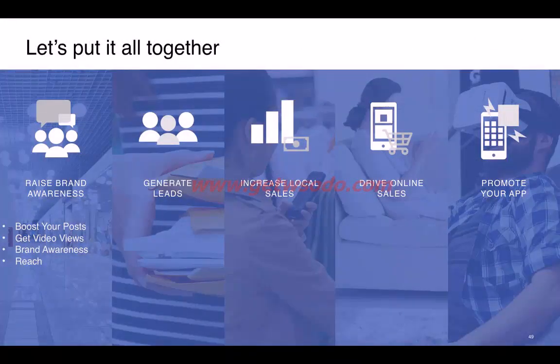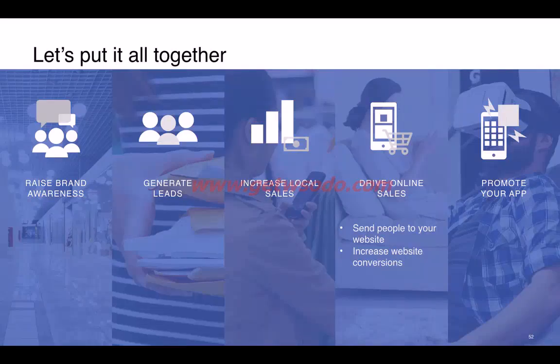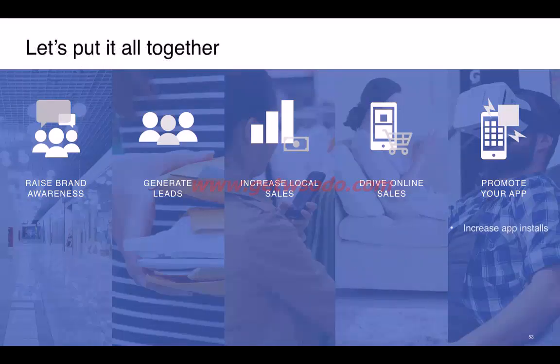So for raise brand awareness, you have the options of boost your post, get video views, brand awareness, and reach. For generate leads, you have collect leads for your business. For increasing local sales, you have get people to claim offer, boost your post, store visits, and reach. And for driving online sales, you have send people to your website and increase website conversions. For promote your application, you have increase app installs.